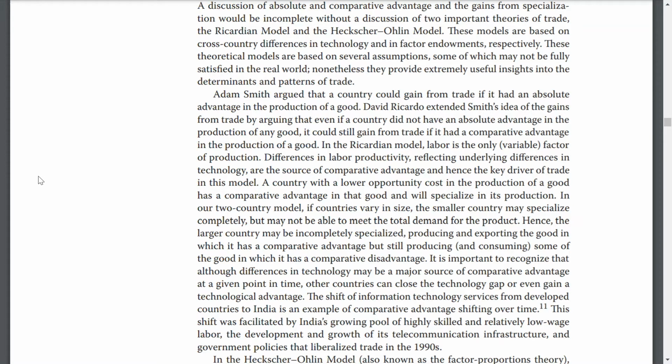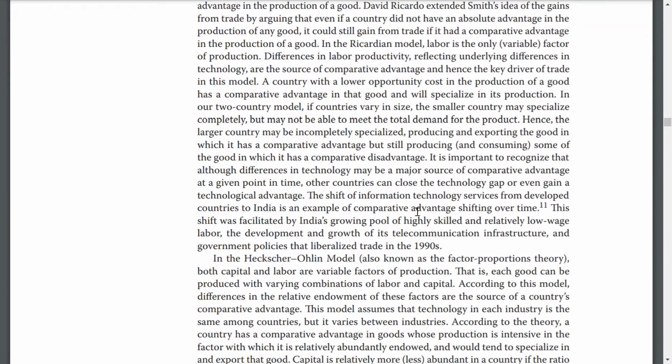A country with a lower opportunity cost in the production of a good has a comparative advantage in that good and will specialize in its production. In our two-country model, if countries vary in size, the smaller country may specialize completely, but may not be able to meet the total demand for their products. Hence, the larger country may be incompletely specialized, producing and exporting the good in which it has a comparative advantage, but still producing and consuming some of the good in which it has a comparative disadvantage.